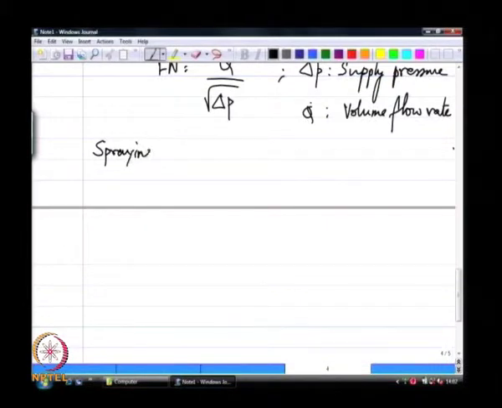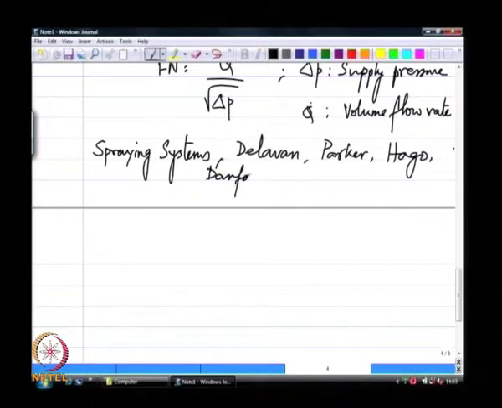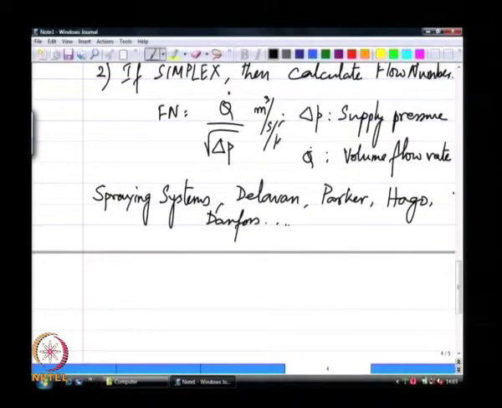For example, there are several manufacturers of simplex nozzles in the world. I list a few. One is called Spraying Systems. There is another company that is called Delavan, and then Parker, and then another one called Hago. There are ones called Danfoss. You can get catalogs of each of these manufacturers, and each of them would report this flow number in their choice of units. Let us say, for example, meter cube per second per kilopascal would be one choice, or gallons per hour per psi or square root of psi. Gallons per hour per square root of psi is a perfectly legitimate unit for flow number.